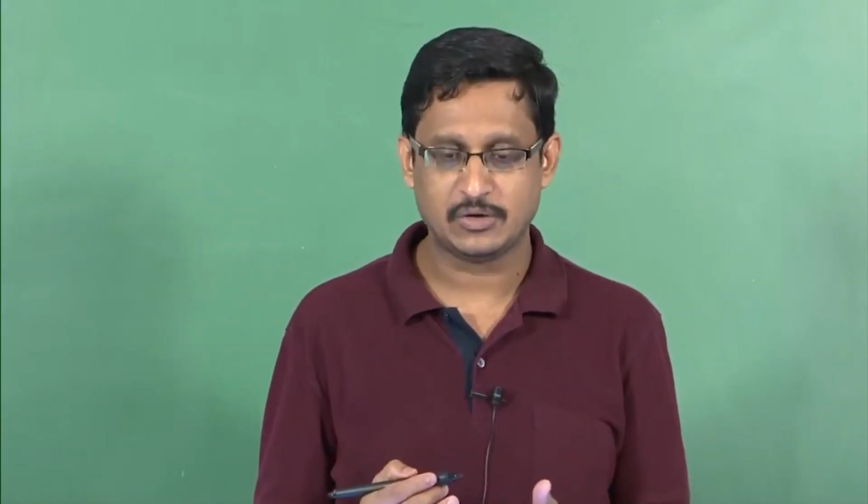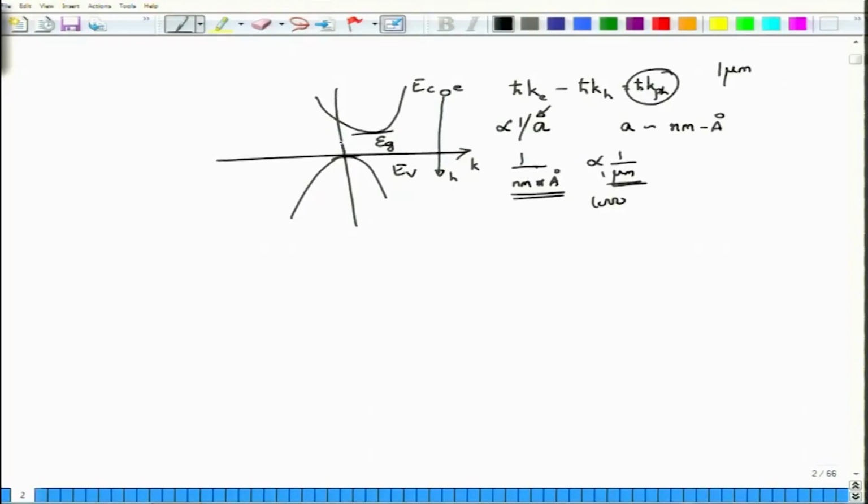In that case, how can we still have a transition? Well, it is possible to have a transition, but that transition is not favored because of this problem with the momentum mismatch. That transition is possible provided you supply certain energy. First, let us look at absorption.